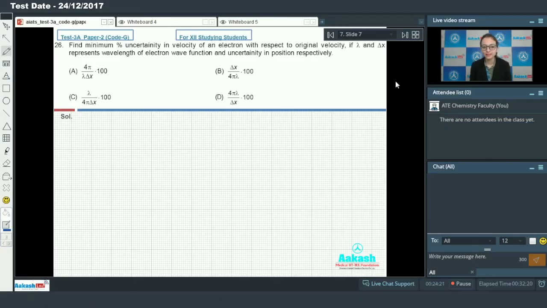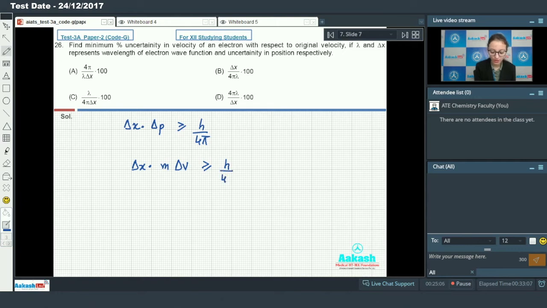Next, question number 26. Find minimum percentage uncertainty in velocity of an electron with respect to original velocity if lambda and delta x represent wavelength of electron wave function and uncertainty in position respectively. According to Heisenberg's uncertainty principle, we know that uncertainty in position into uncertainty in momentum is greater than equals to h upon 4 pi, or we can say delta x into m delta v is greater than equals to h by 4 pi.